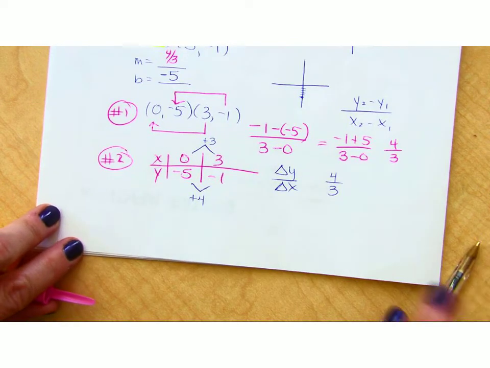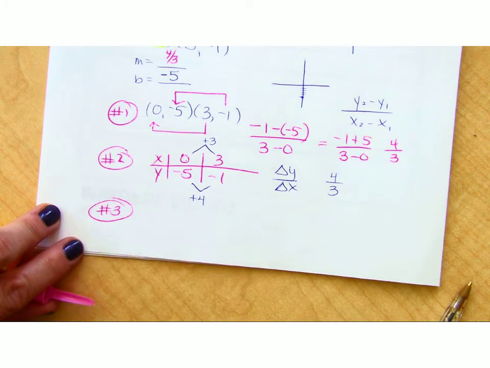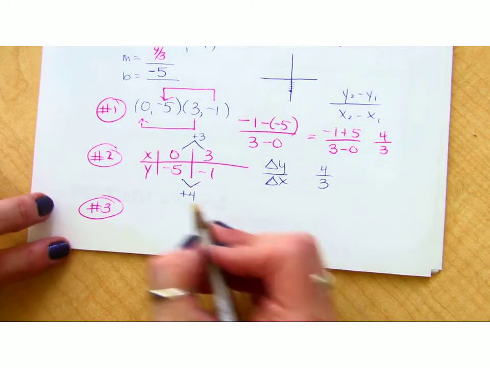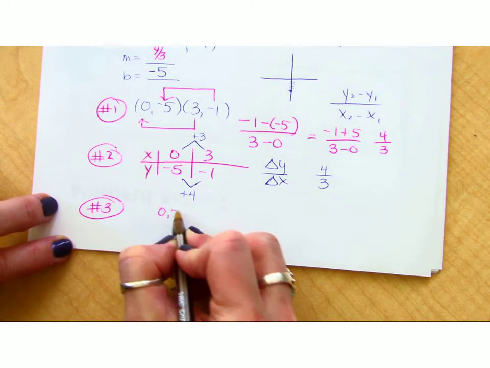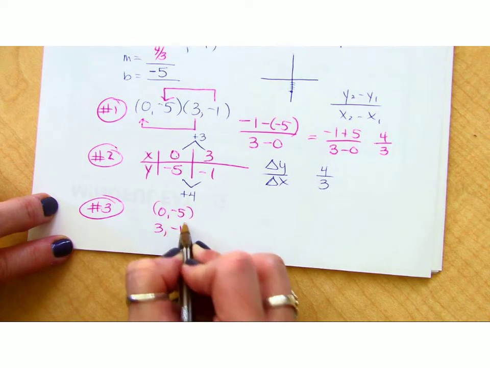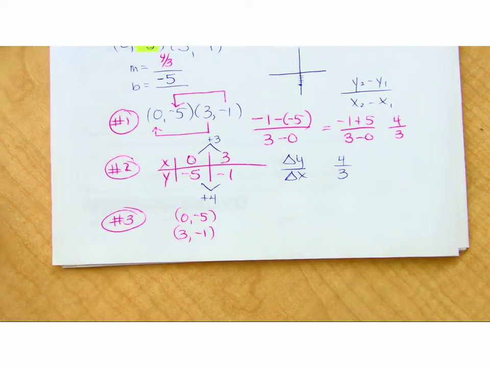Okay, I am literally showing you, I'm not requiring you to use one over the other. You choose whichever one you want. So this is stack and subtract. If I have 0, negative 5, stacked on top of 3, negative 1, does it matter which one you put in on top? Nope. Okay, watch what I do.